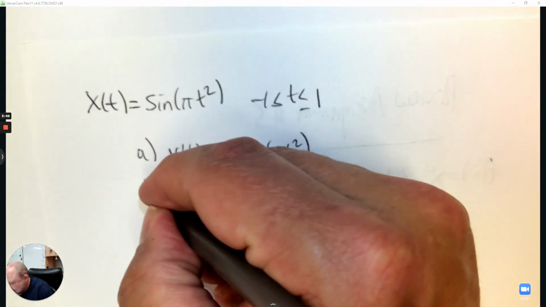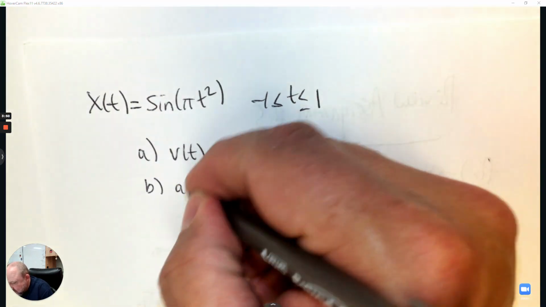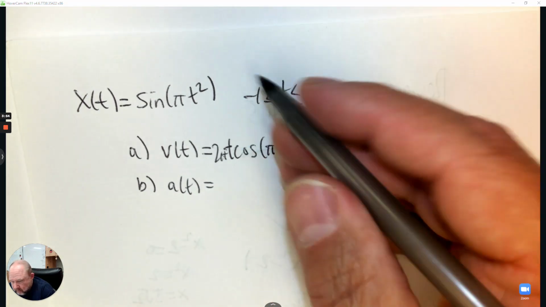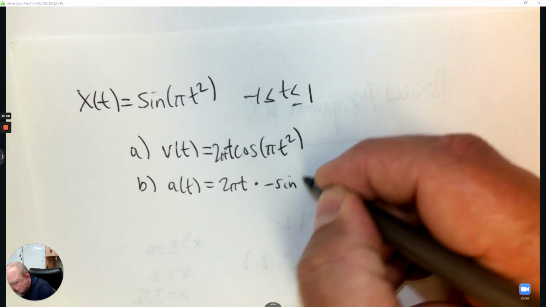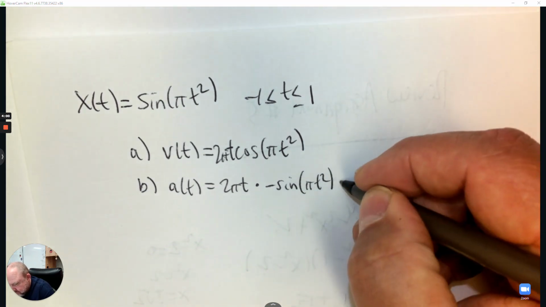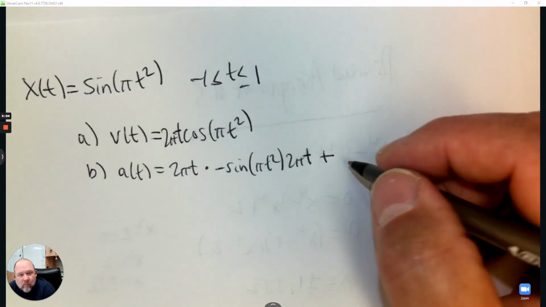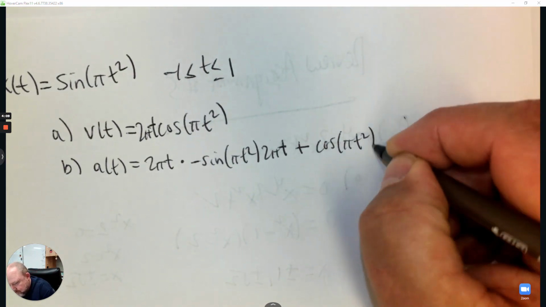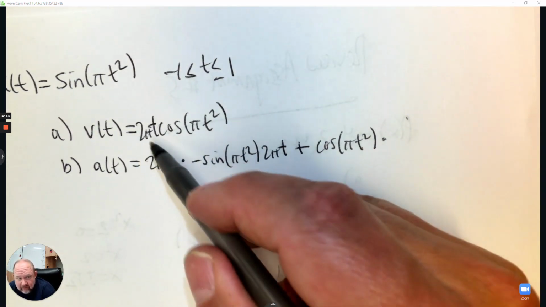Part B. Find the acceleration. So let's do the derivative again. Now it's going to be the product rule. So it's the first times the derivative of the second with the hook, plus the second times the derivative of the first. The derivative of 2 pi t is just 2 pi.